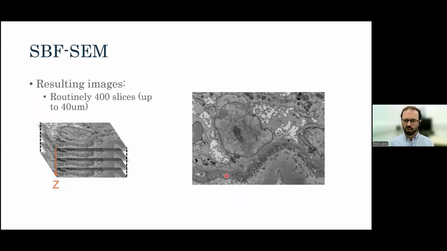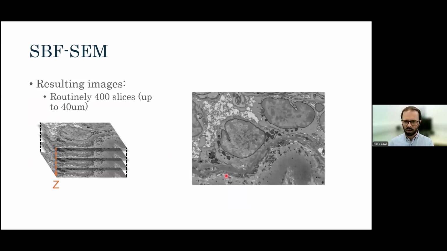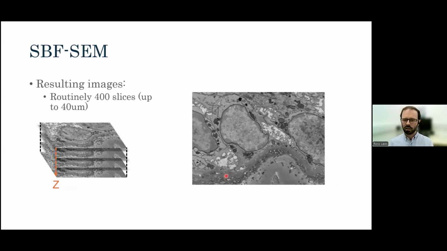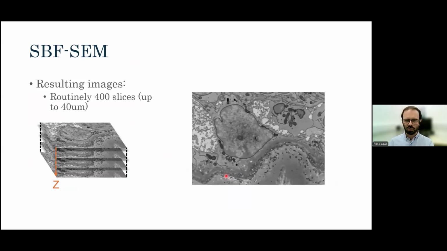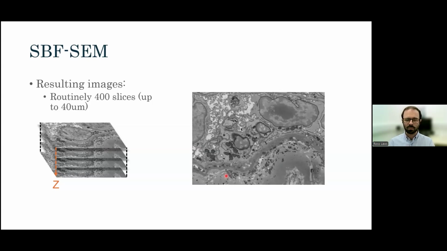And just to give you an idea of what that looks like, here's a video running through the slices one by one. So this might look like a time lapse of a cell growing and then disappearing, but what it actually is, is the machine cutting through the sample in the Z dimension.